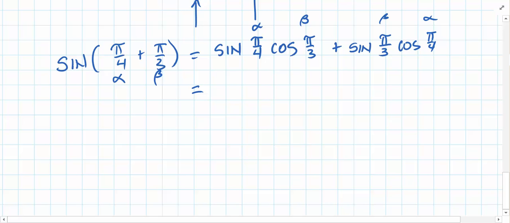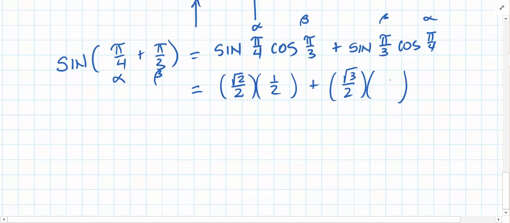What's the sine of pi over 4? Root 2 over 2. Very good. What's the cosine of pi over 3? 1/2. Very good. Plus, what's the sine of pi over 3? Root 3 over 2. Good. Times the cosine of pi over 4? Root 2 over 2. Simplifying, I get root 2 over 4 plus, oh, there's that answer again, root 6 over 4, which is a root 2 plus a root 6 over 4.